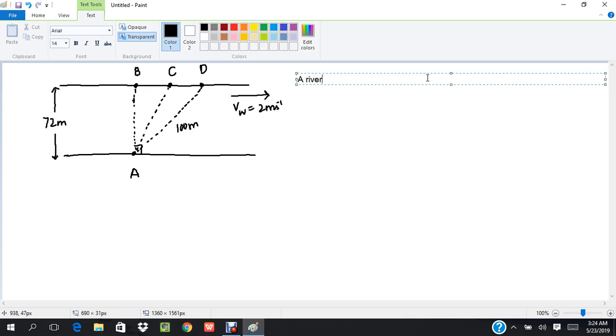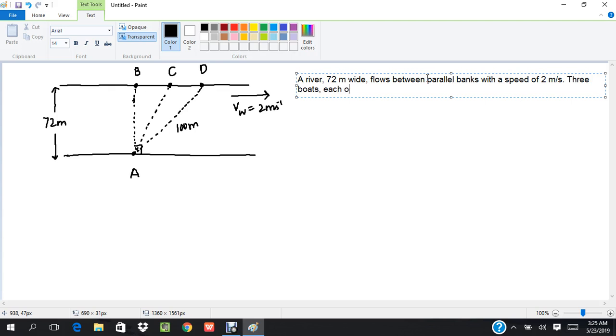So we have a river which is 72 meters wide, as we can see here. A river 72 meters wide flows between parallel banks with a speed of 2 meters per second. Right. Three boats, each of whose speed in still water is 2.5 meter per second. That means all the three boats have the same velocity relative to water. Leave A to cross the river.